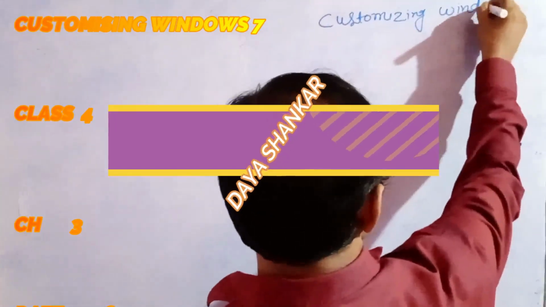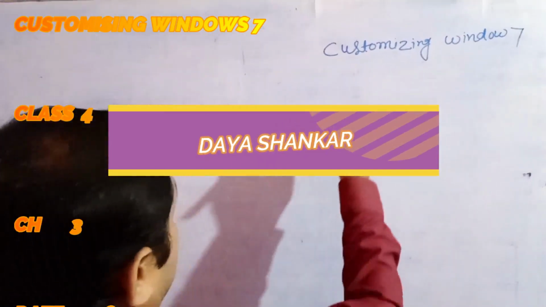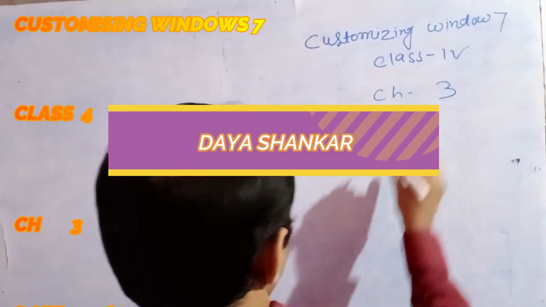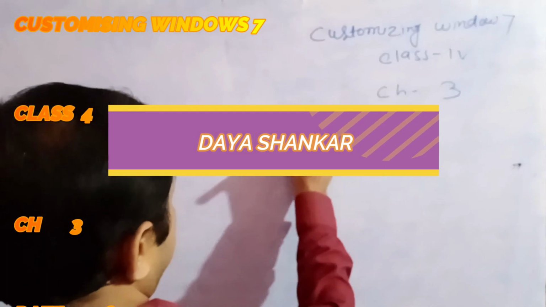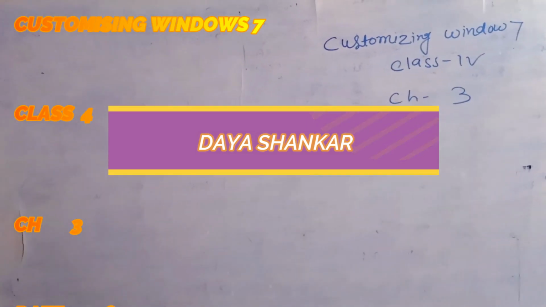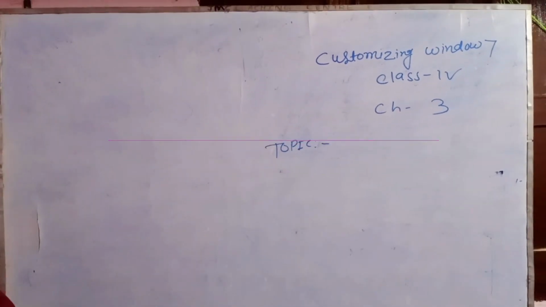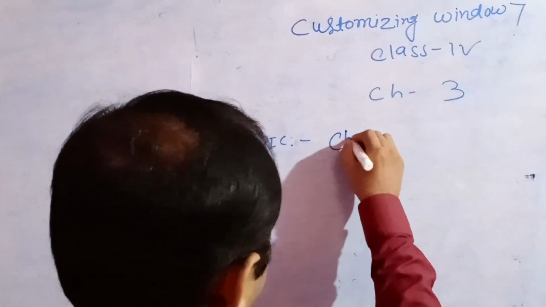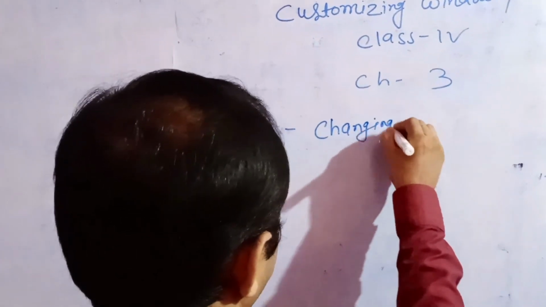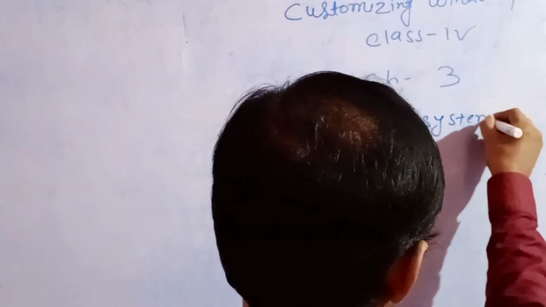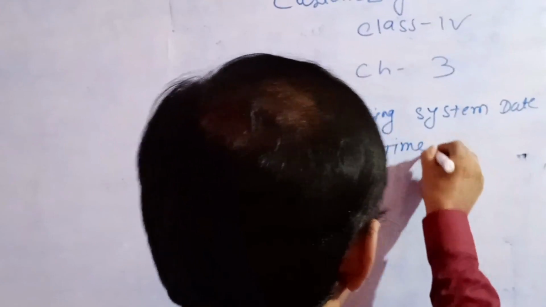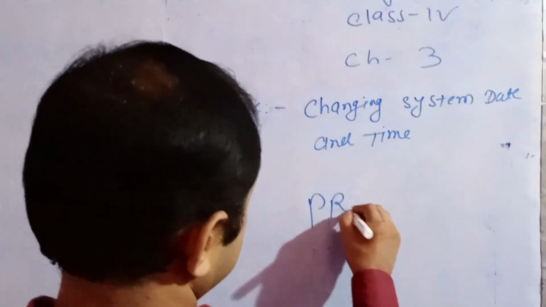Customizing Windows 7, Class 4, Chapter 3. Topic: changing system date and time. Today is a practical session.